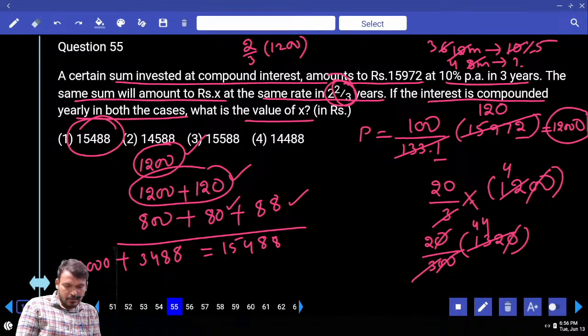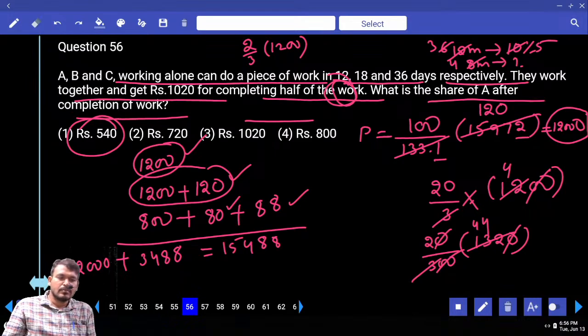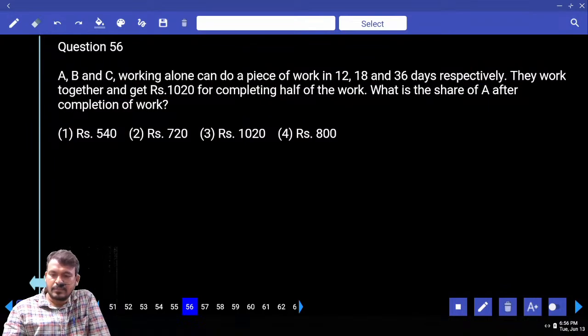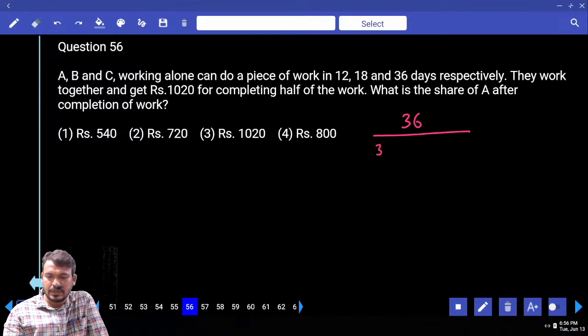Next, 56. A, B, C working alone can do a piece of work in 12, 18, 36 days respectively. They work together and get 1020 for completing half of the work. What is the share of A after completion of work? And here what is the LCM? 36. 12 goes how many times? 3 times. 18, 2 times. 36, 1 time.